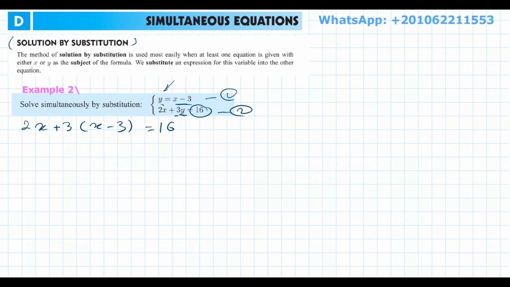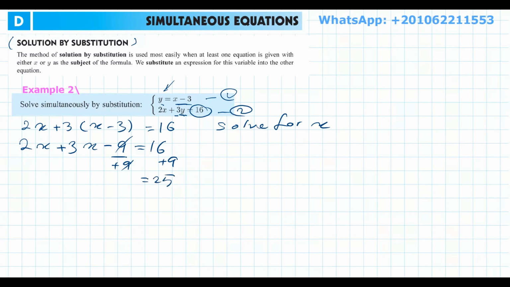Then here, you need to solve for x. 2x plus 3x minus 9 equals 16. Then you need to add 9 to both sides. 16 and 9 becomes 25, and 2x plus 3x becomes 5x. Now you need to divide by 5. Then x equals 5. This is the first coordinate.